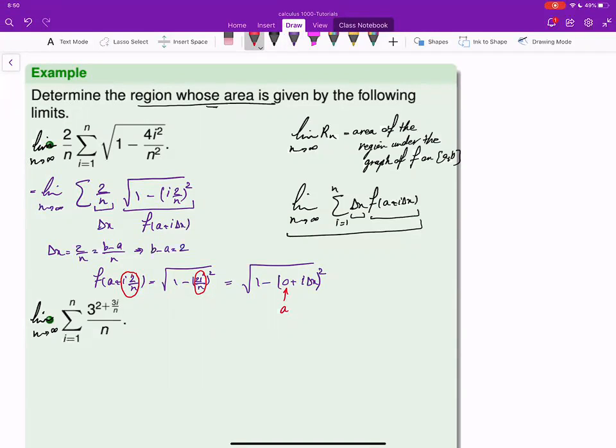And f of a plus i delta x is fixed by this, so the function is the square root of 1 minus x squared, where you replace a plus i delta x by x. So a is 0, and I know that b minus a is equal to 2, so that gives me that b is equal to 2. So I'm trying to find the area under the graph of this function on the interval [0, 2].